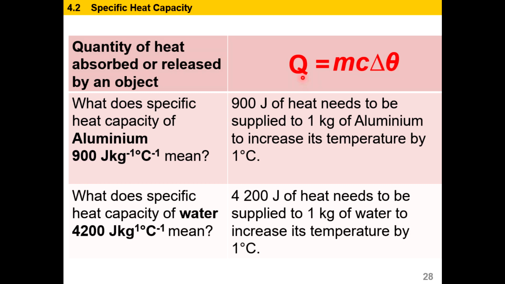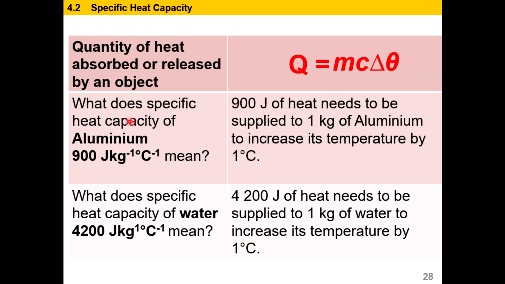So Q is the heat absorbed or heat released, m is the mass of the object, and c is the specific heat capacity. Delta theta means the change in temperature. If heat is absorbed, the final temperature will be more than the initial temperature. If heat is released, the initial temperature will be more than the final temperature. Nevertheless, this delta theta value must be a positive value.